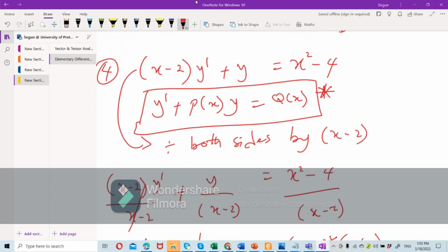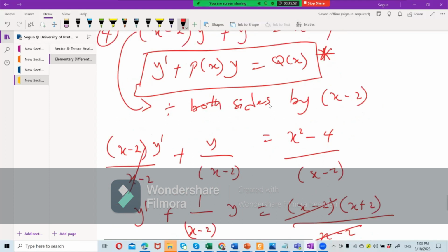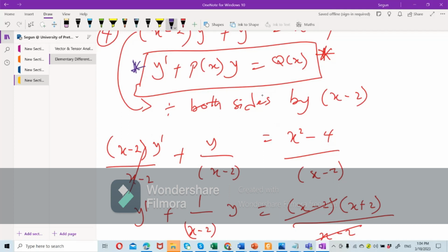By the time you watch the video, you will know how we come across it. But in short form, the general equation says y' plus p of x, y, equals q of x. Now, we know y' must stand alone. That's why we eliminate x minus 2. We divide both sides. Don't say you divide this side alone. What happens to the left side must happen to the right side. So I divide both sides by x minus 2 in order to make this one stand alone.